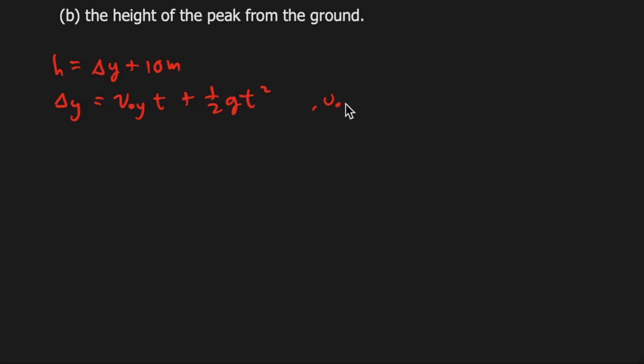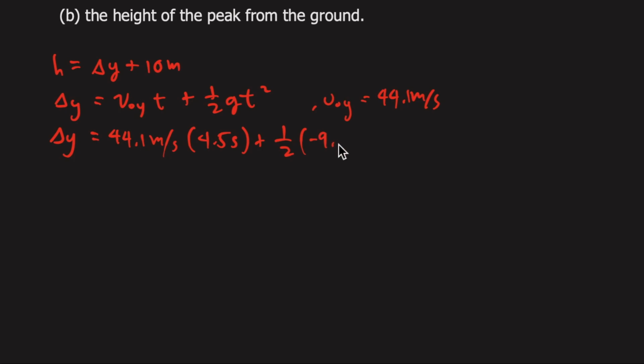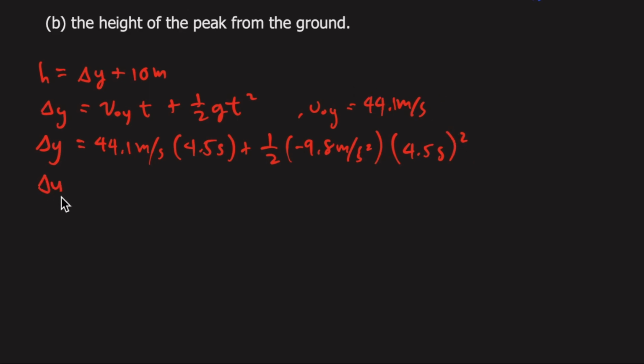Now our v naught y here, we already calculated this, is 44.1 meters per second, and our time is already given, which is 4.5 seconds, and our g is negative 9.8 meters per second squared. So delta y is equal to 44.1 meters per second times 4.5 seconds plus 1/2 times negative 9.8 meters per second squared times time squared, which is 4.5 seconds squared, and that's equal to 99.23 meters. So this is delta y.